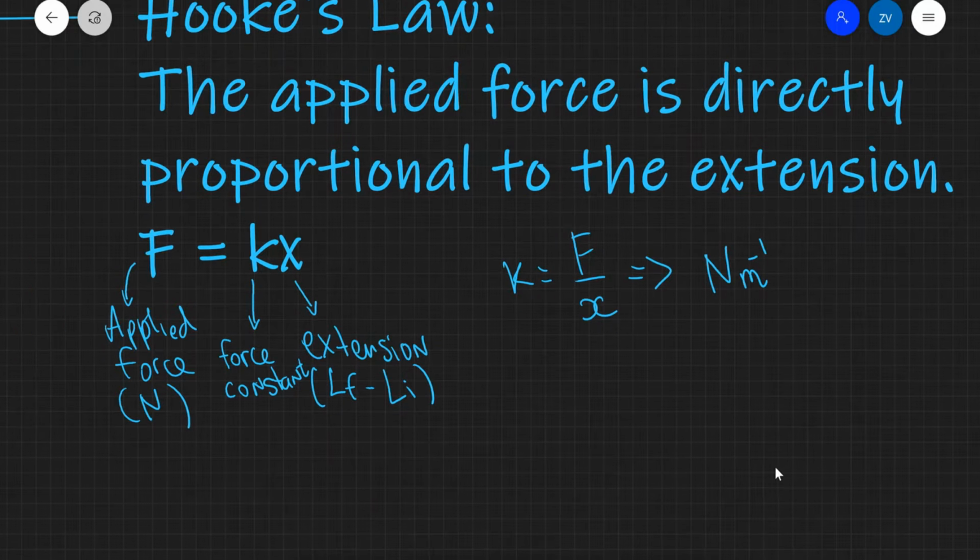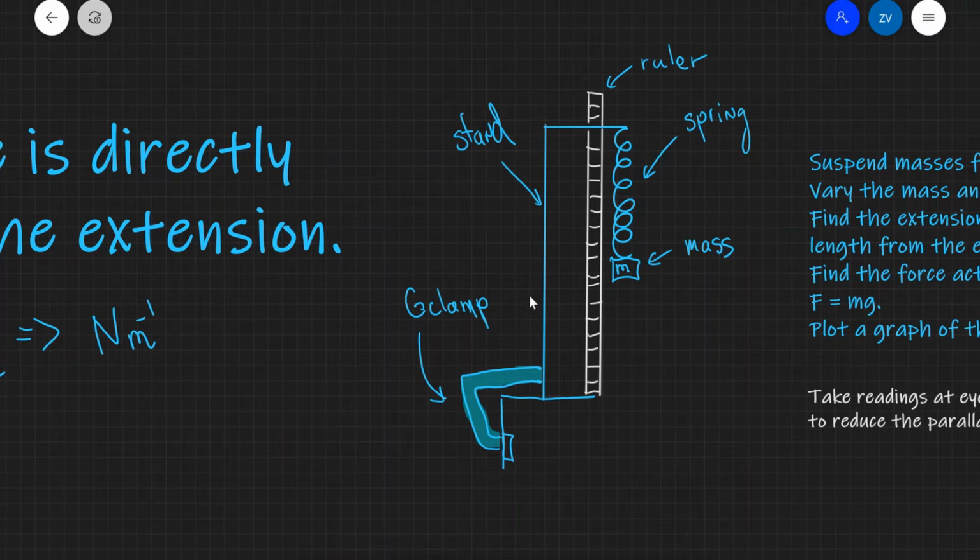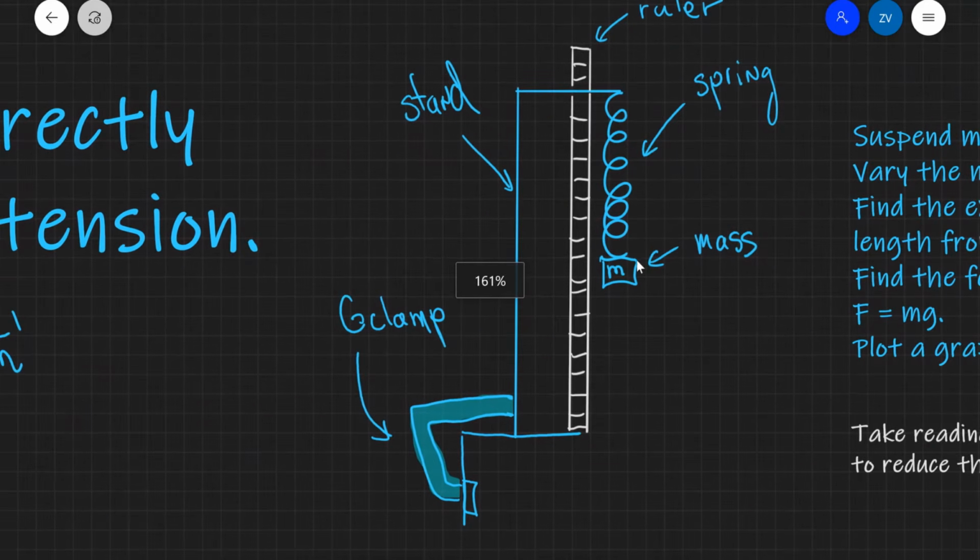Now let's have a look at an experiment in order to demonstrate Hooke's law and hopefully find the spring constant, or the force constant of a spring. So we have the following setup. Over here we have a stand which is connected to a spring with some masses attached to it that we are going to vary. We're also going to attach just behind the actual stand, probably with a boss and a clamp, a ruler just next to the spring.